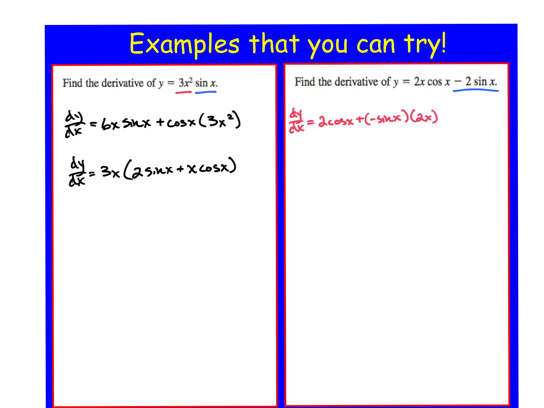Now I need to take the derivative of negative 2 sine x. So what's the derivative of negative 2 sine x? Negative 2 cosine x. Okay? So now, does anything lovely happen? Looks like we have 2 cosines minus 2 cosines. The cosines cancel. So now those cancel, and I'm left with that term right there. And so dy dx is equal to negative 2x sine x.